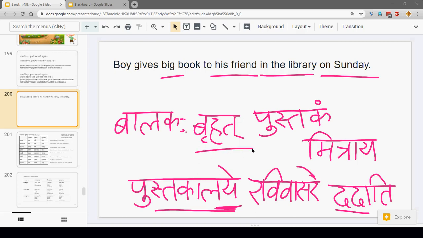This is the sentence. Bruhat is a word ending in a vyanjanam, a consonant, and it has its own declension table. Here it is used as an adjective to pustakam. Because it is an adjective, it is in the same lingam, same gender, and same case. So pustakam is second case here, and bruhat is also in second case. So this is the complete sentence: Balakaha bruhat pustakam mitraya pustakalaye ravivachare dadati.